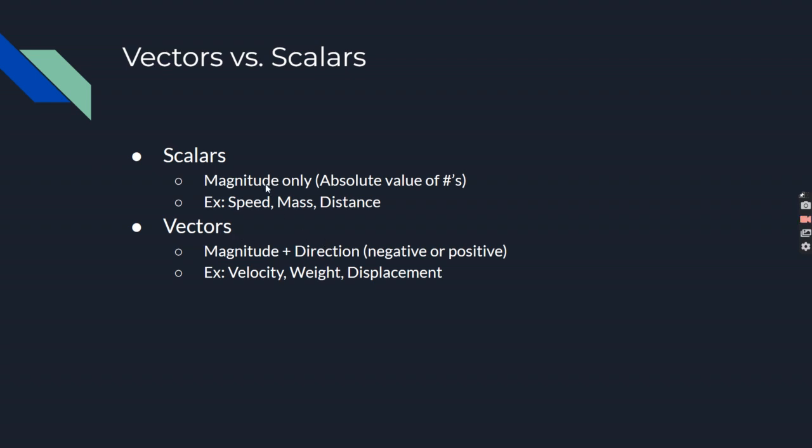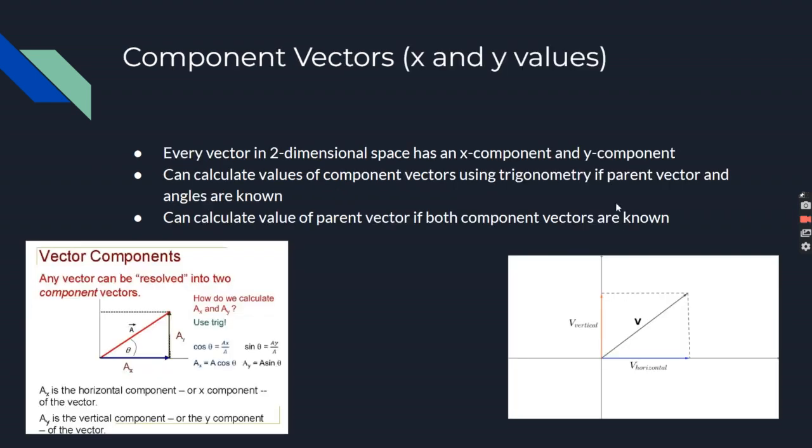Vectors are similar to scalars, except they have a direction. If you're talking one-dimensionally, this just means that they can be negative or positive. If it's two-dimensional, it's a lot more complicated and you have angles involved. But yeah, velocity is just speed, but it can also be negative if you're talking one-dimensionally.